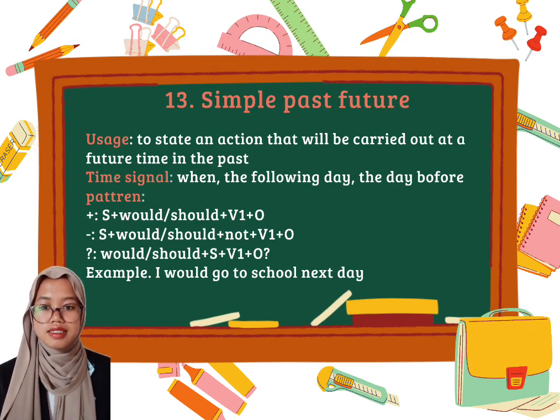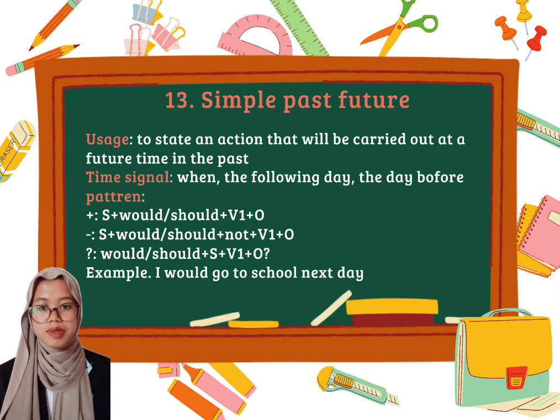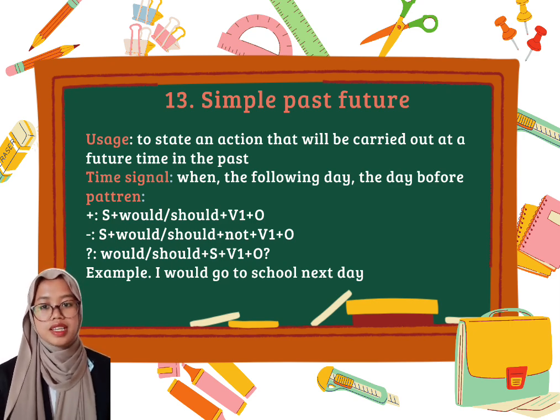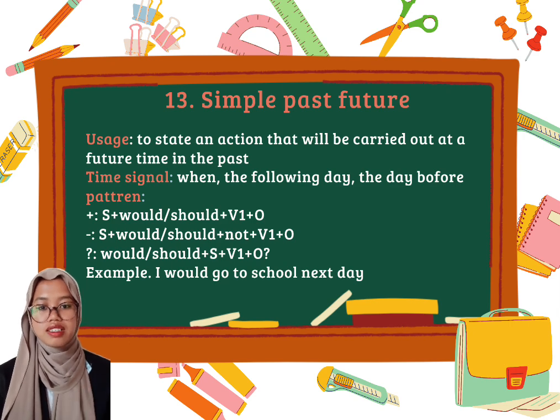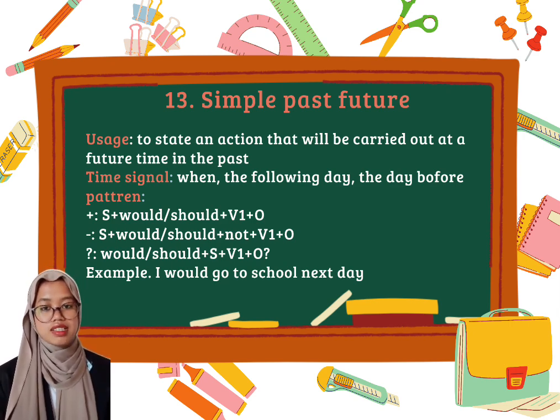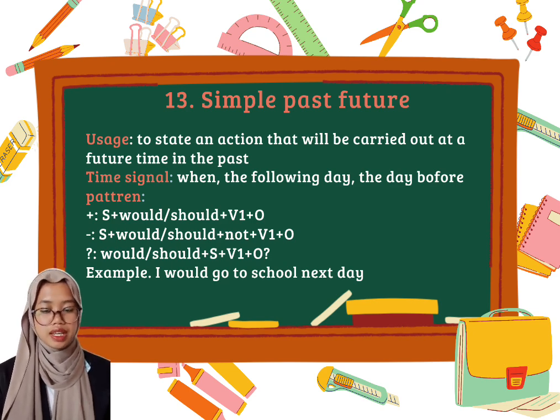And the 13th tense is simple past future. This tense is used to state an action that will be carried out at a future time in the past. Time signals are when, the following day, the day before. The pattern is subject plus would or should plus verb 1 plus object. The example, I would go to school next day.